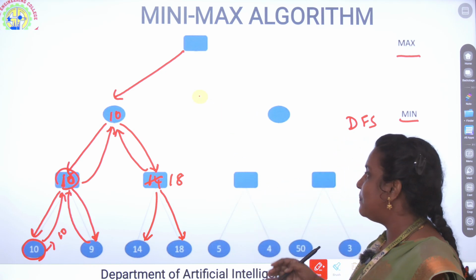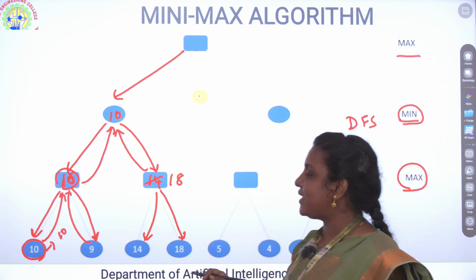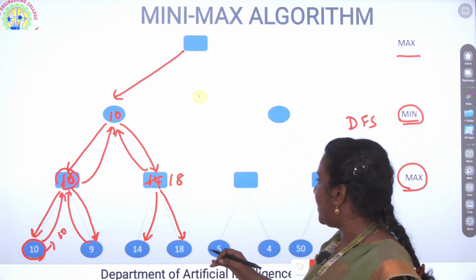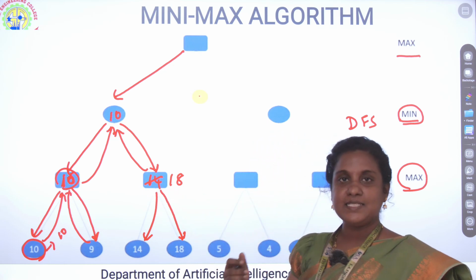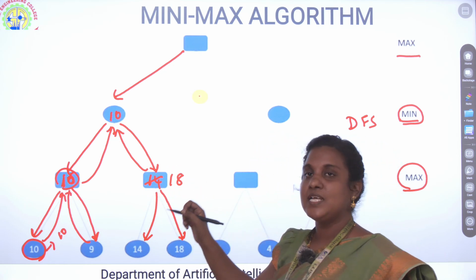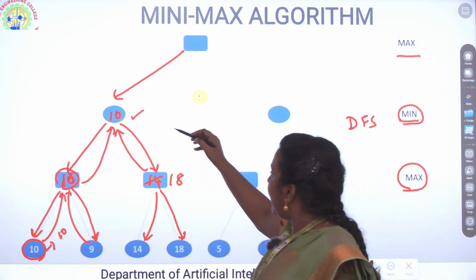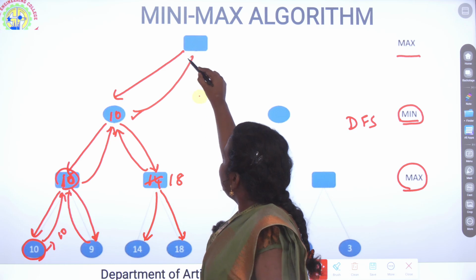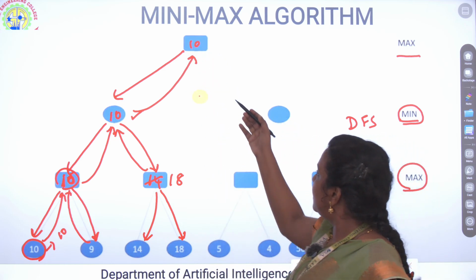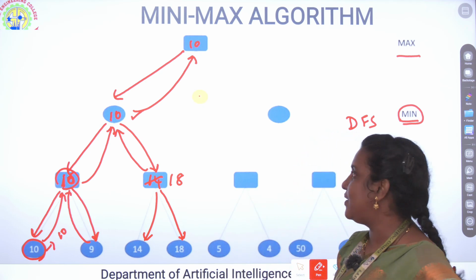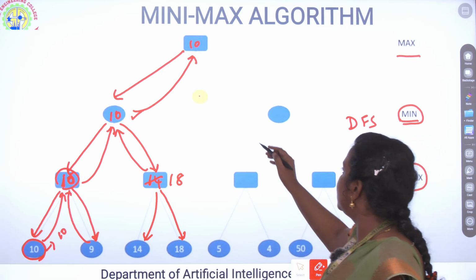Again it backs up to its parent node, but at this level the min player is playing the game. So the min player will choose the minimum value. Compare 18 and 10. Among these two values, 10 is the minimum value, so it will keep it as it is. Again this value will reach the root node and that value is assigned. Again it will traverse the right subtree of the root node.